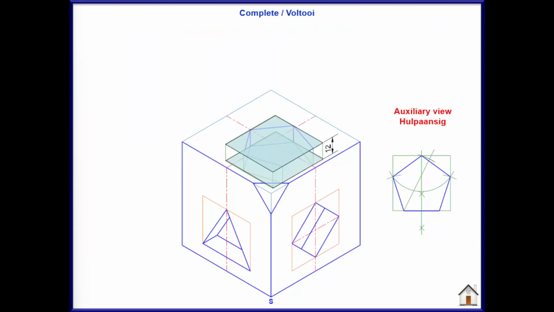The depth of the pentagon is 12 millimeters. That will mean that the top of the construction rectangle needs to be projected down with 12 millimeters underneath the top surface of the cube.